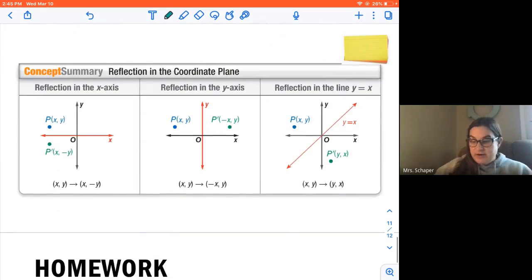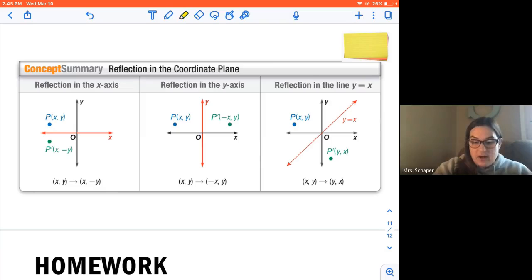So this is just a review of what we talked about, what each of the different rules are, whether you're reflecting over the x, the y-axis, or the equation y equals x.